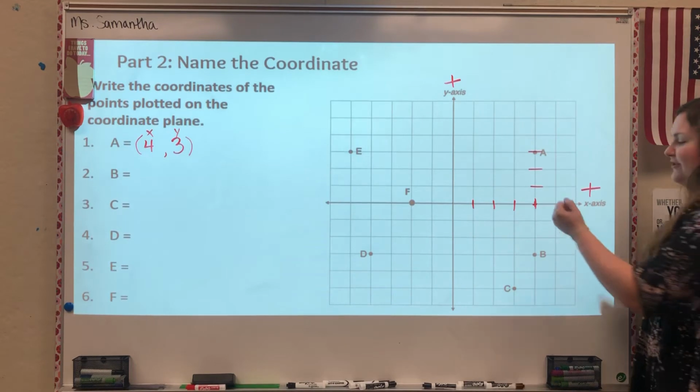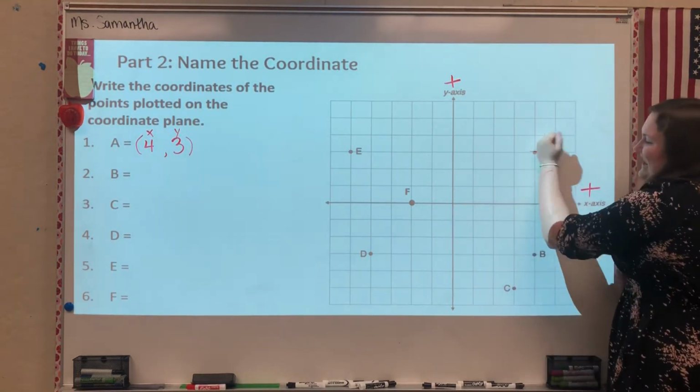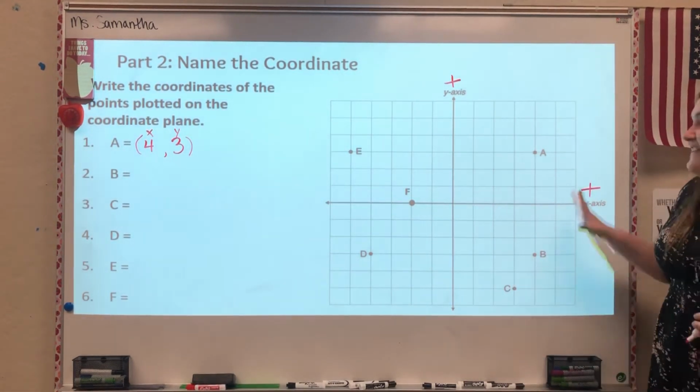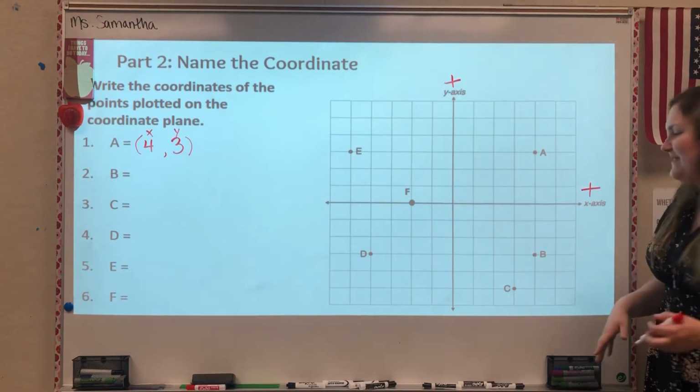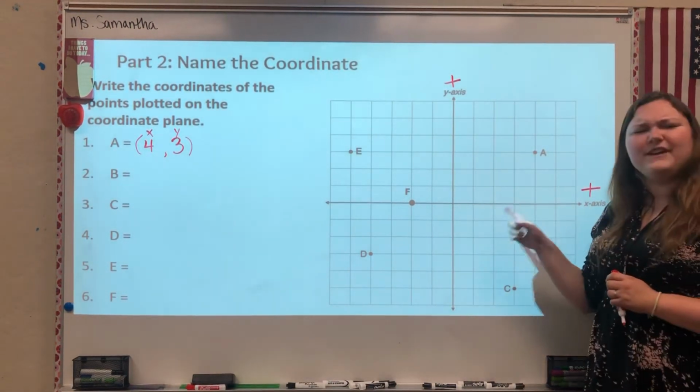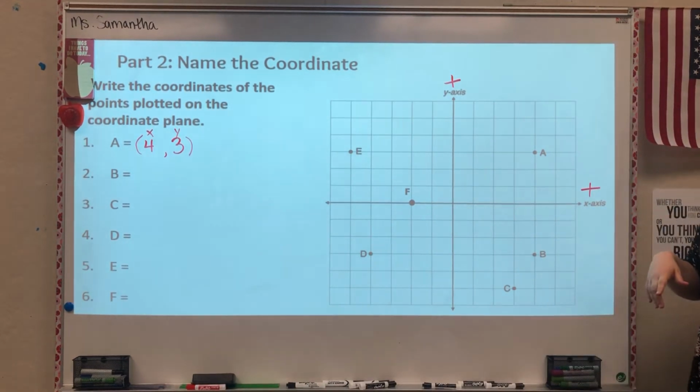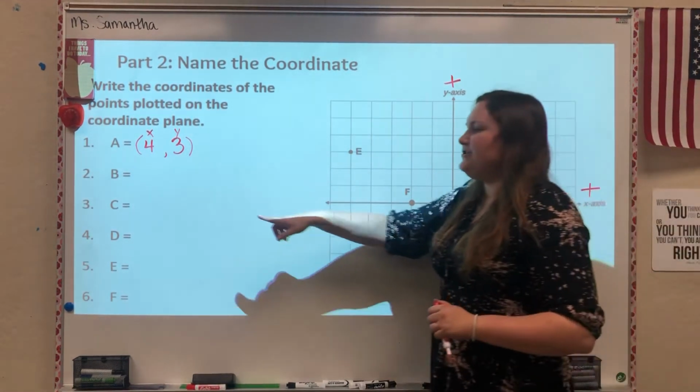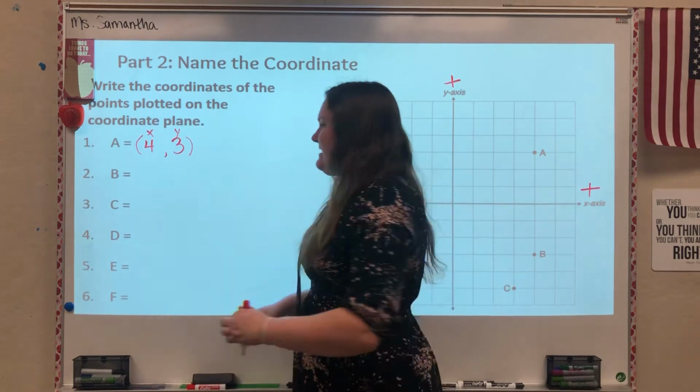Now eventually you're going to want to be able to do this without making any marks on your graph. If I had given you a lot of points on this coordinate plane, you don't want to have lines marked everywhere as you're trying to count. So just try to count with your finger or in your head. We'll go ahead and do B together, and then I'll have you try C and D.